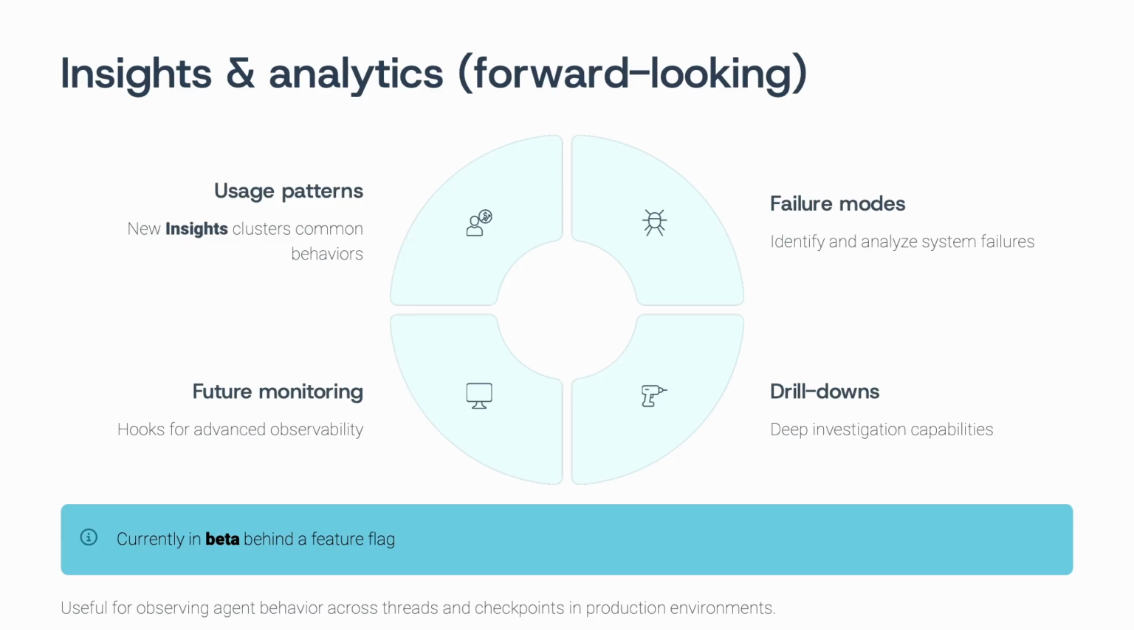Other things are insight clusters and custom behaviors: taking different insights, clustering behaviors, and having that reflected in the agents. Also on the forward-looking side, LangGraph is looking into identifying and isolating failure modes as more things come into production. The future monitoring hooks are more native hooks for better observability.